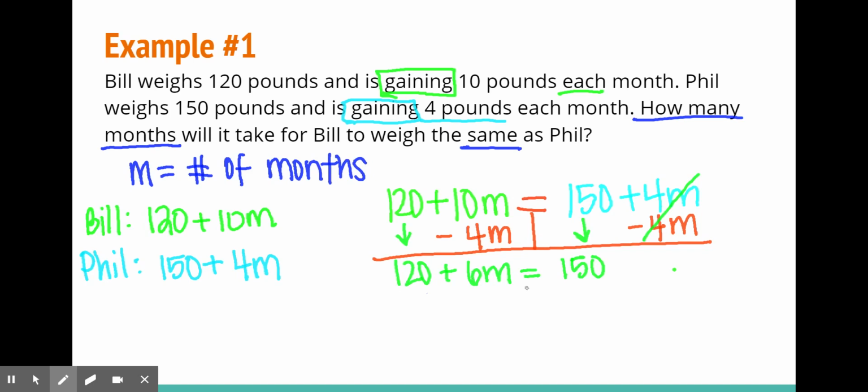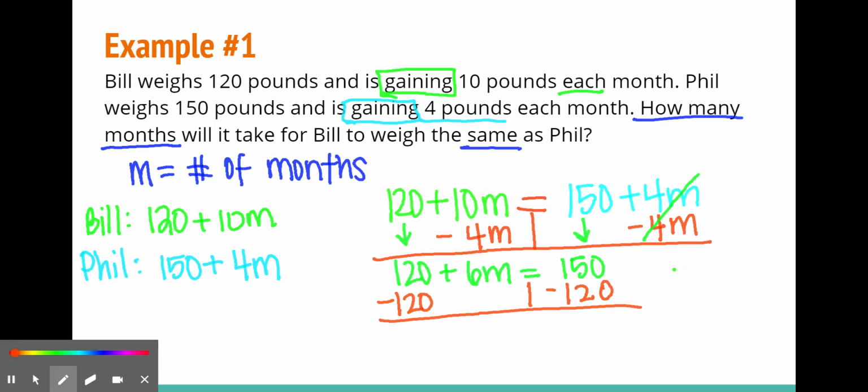I don't want anything on the same side as my variable. So to move a positive 120, I need to do the opposite of positive 120, which is negative 120 on both sides. Now, when I do that, 120 minus 120 is 0, so those cancel out. 6m drops down. Drop down the equal sign, and I'm left with 150 minus 120, which is 30.